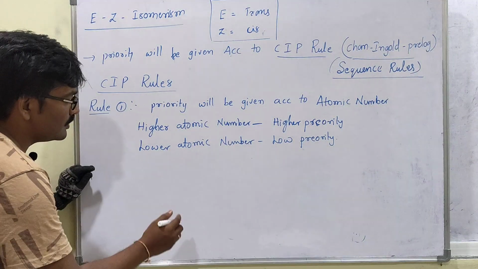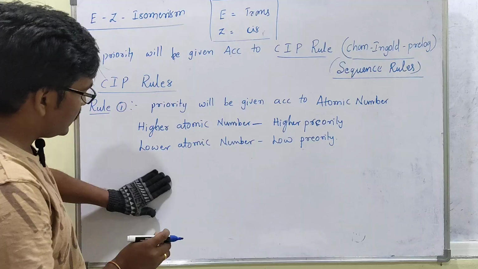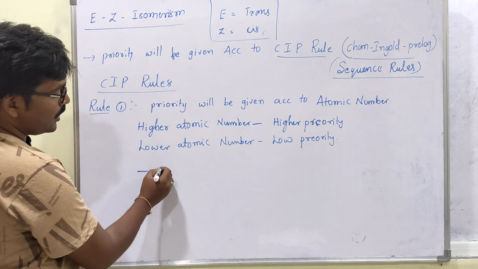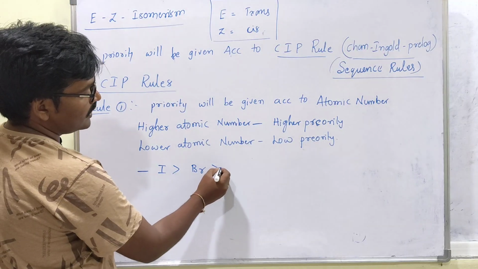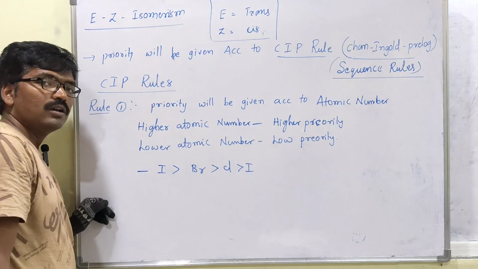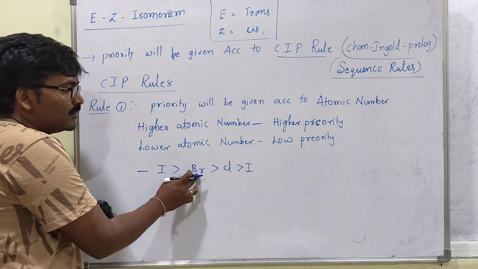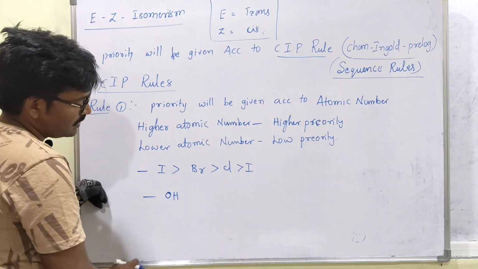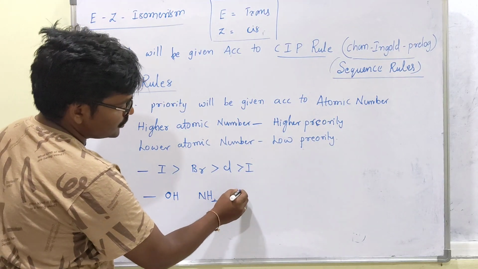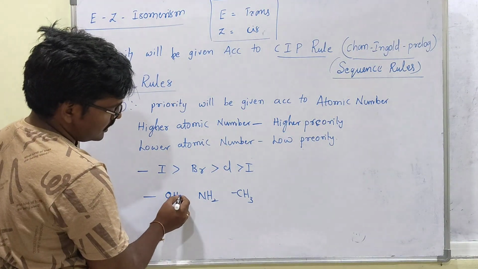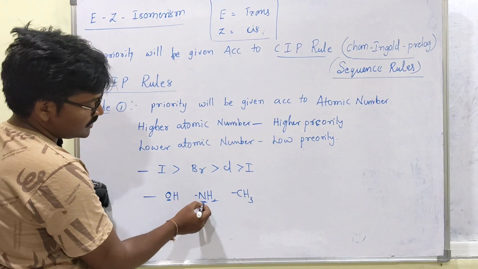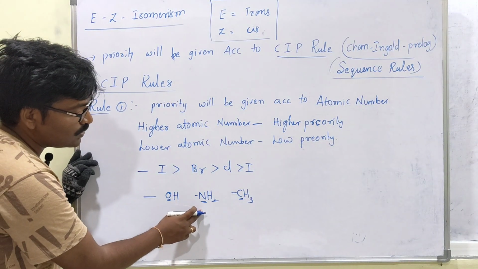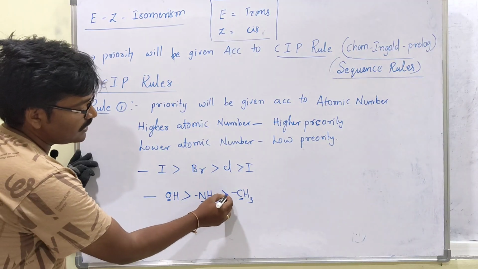Clear, all of you? Observe it carefully. Sir, in case bromine is there, iodine is there, then chlorine, then fluorine. According to atomic number, iodine is the highest, then bromine, then chlorine, then fluorine. Sir, in case a group of atoms is attached, for example OH, NH2, CH3, then O is the first atom, then nitrogen, then carbon. The atomic number of oxygen is 8, nitrogen 7, carbon 6. So this is the priority order.